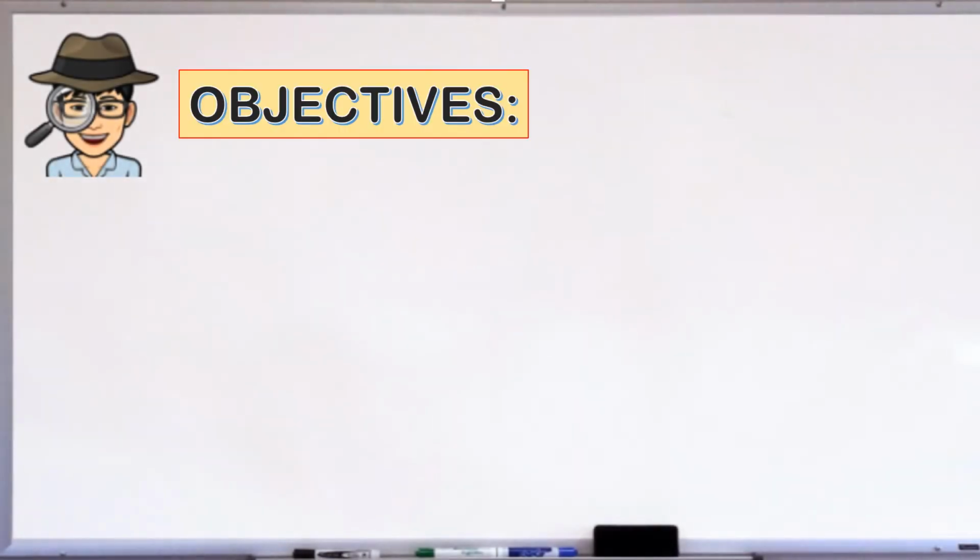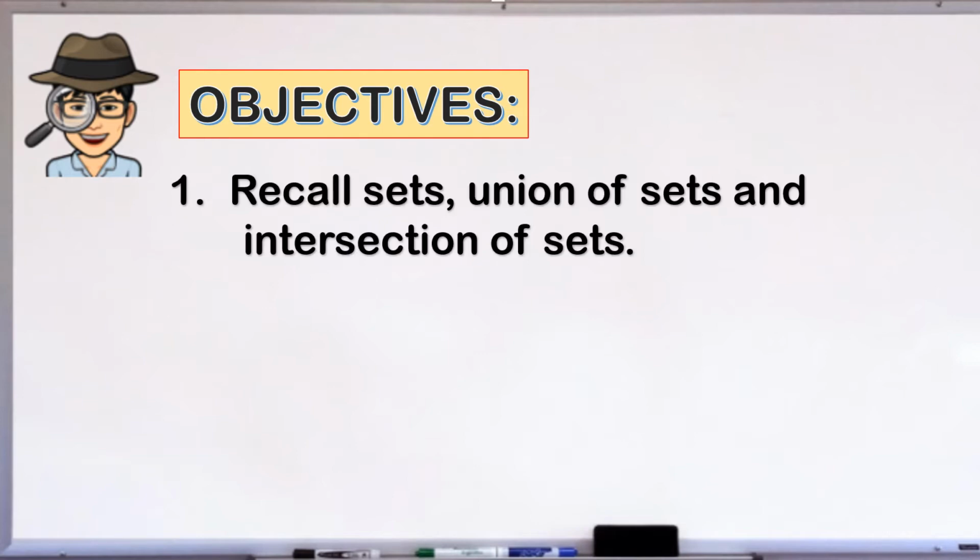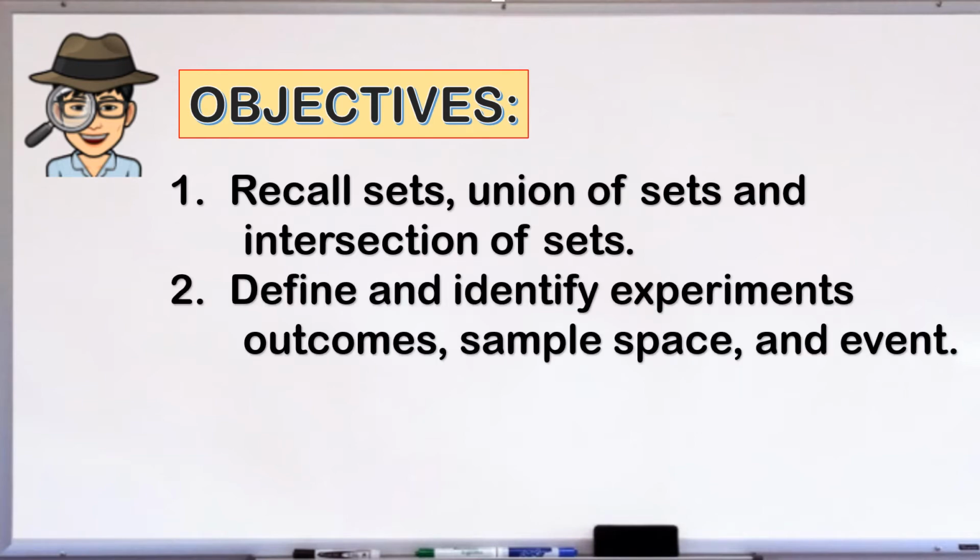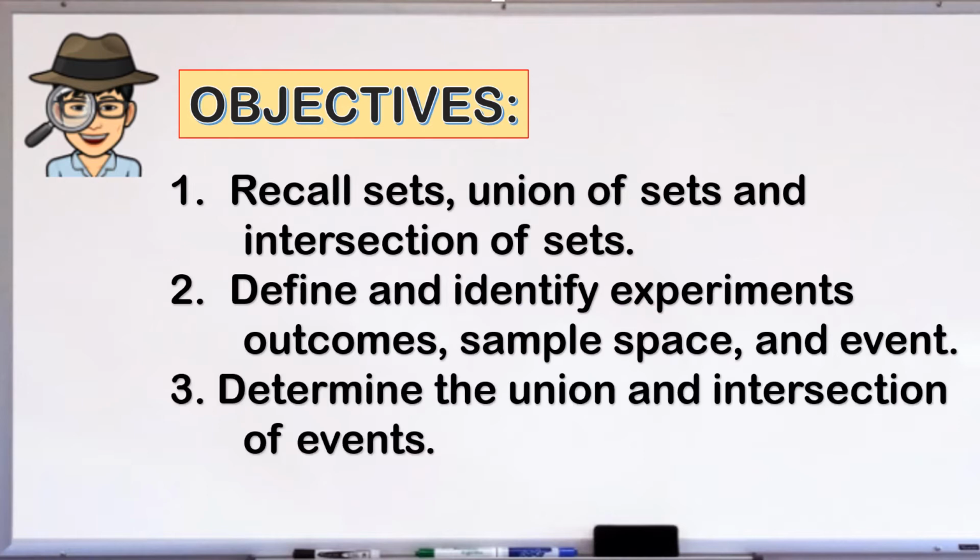Ito po ang mga objectives natin sa araw na ito. Number 1, we will recall sets, union of sets, and intersection of sets. Number 2, we will define and identify experiments, outcomes, sample space, and event. And number 3, determine the union and intersection of given events.